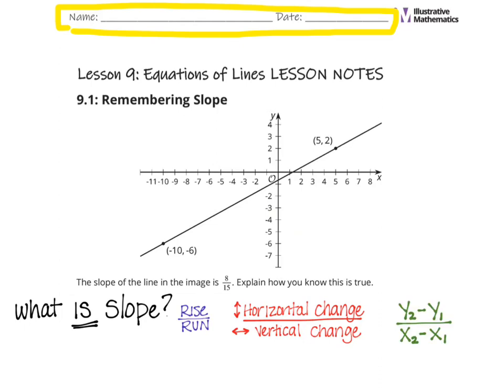Another way we can state that is we can write the equation y sub 2 minus y sub 1 over x sub 2 minus x sub 1. And that's another way to talk about slope. We also have the fact that that's rate of change. In the real world, when we're talking about rate of change, which is slope, we think of things like miles per hour, because miles per hour is a type of slope.